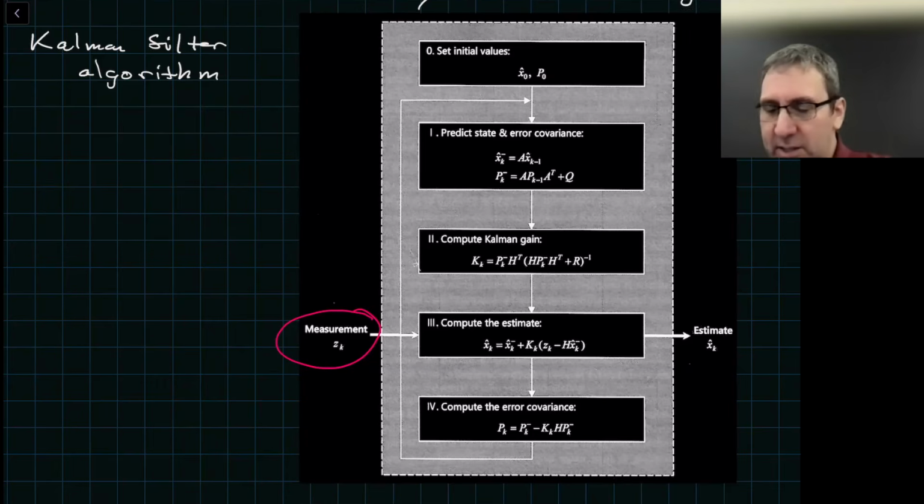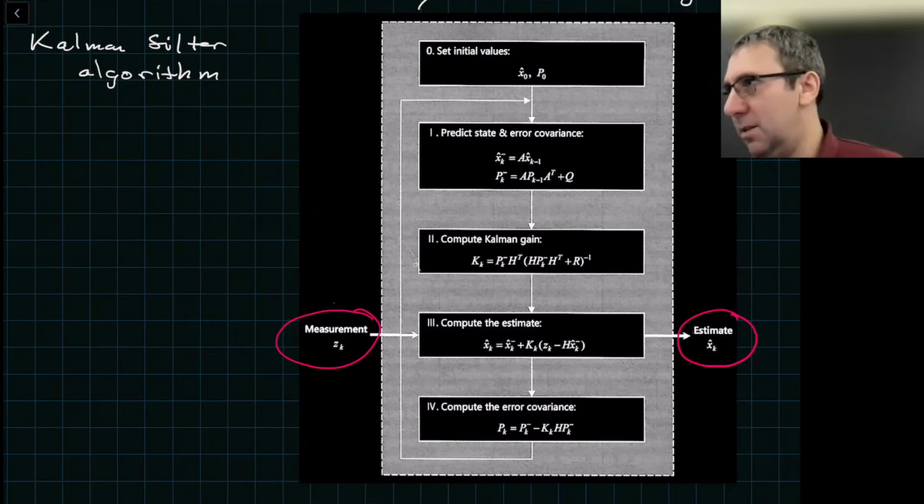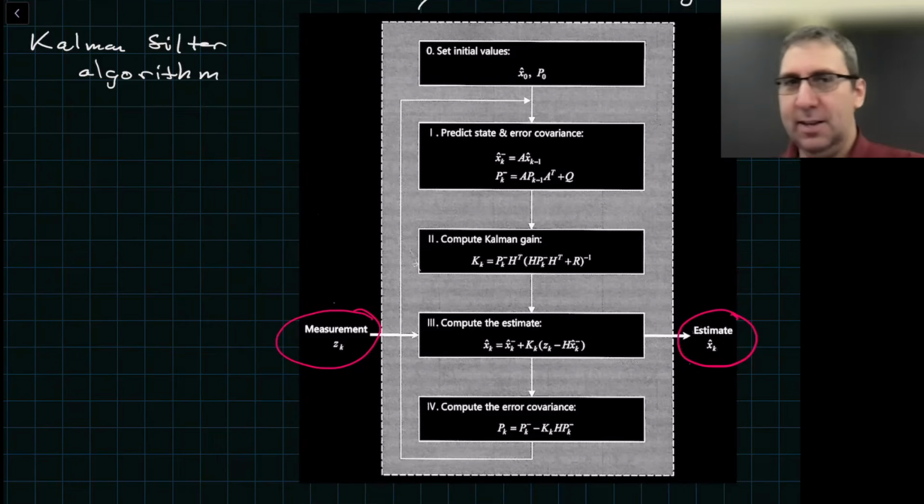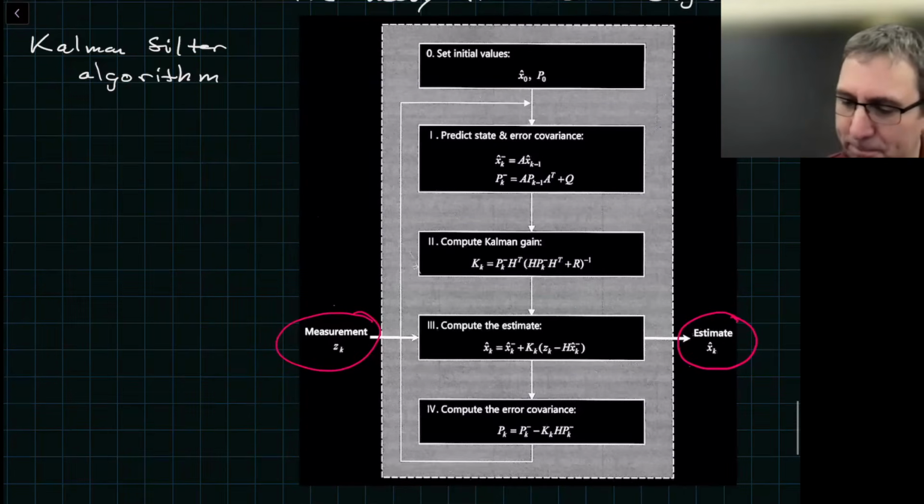it's usually called Z, and this is Z sub K. So at time K, you take in a measurement, it does something, and it spits out an estimate, the best estimate of a state. The nice thing here is that measurements and states can be different.